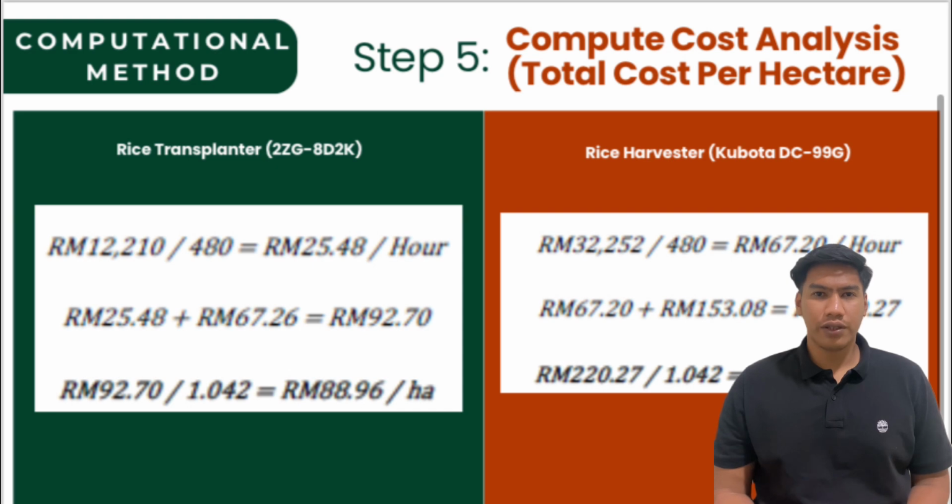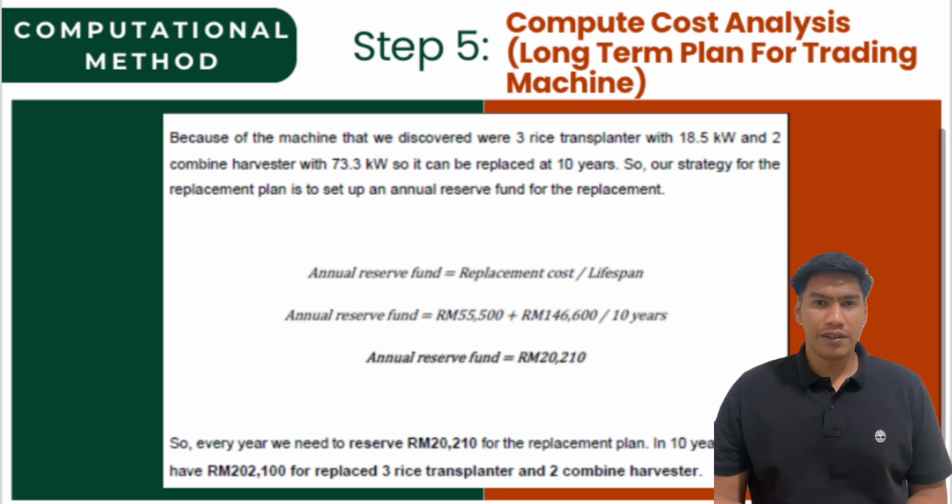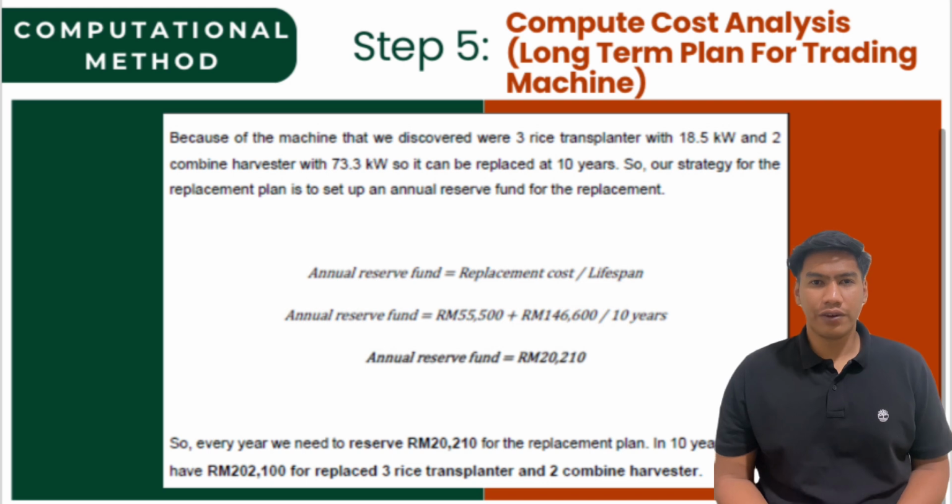The total cost per hectare for the combine harvester is RM220.28 per hour and RM229.19 per hectare. To maintain efficiency and cost effectiveness, the strategy involves replacing machinery at a crucial interval. For example, 3 rice transplanters at 18.5 and 2 combine harvesters at 73.3 should be replaced every 10 years. To set up an annual reserve fund, the replacement cost divided by the lifespan is calculated, resulting in an annual reserve of 2,210 per year.